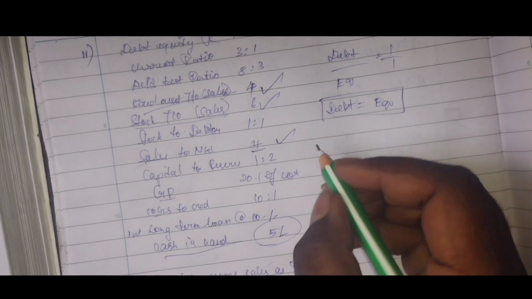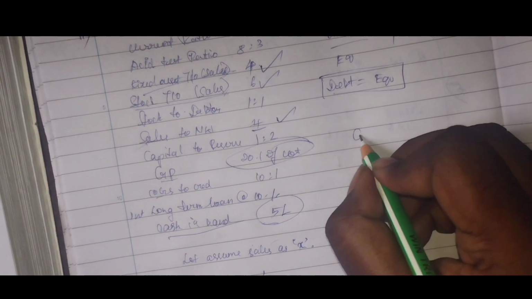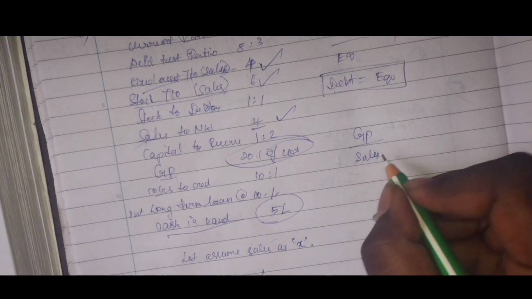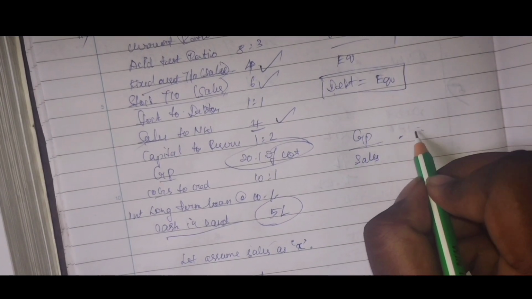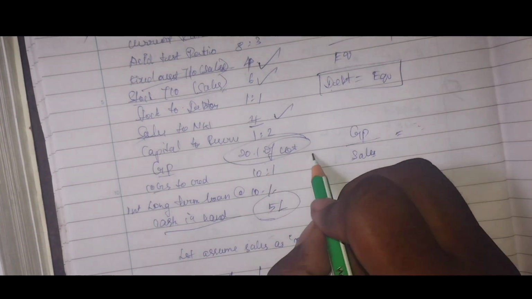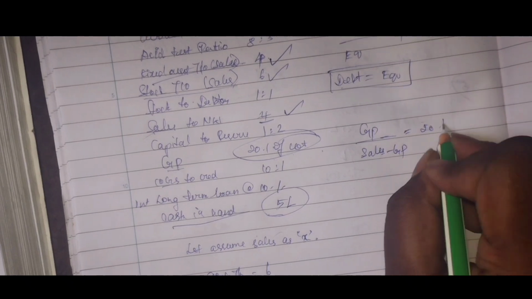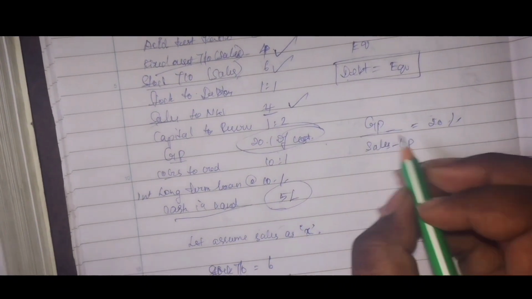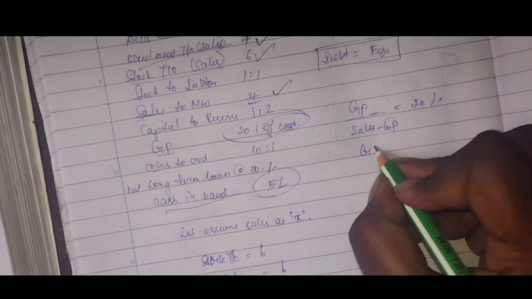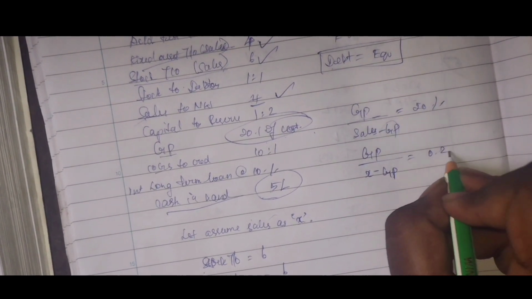And then next we can go for gross profit, which is 20% of cost. Gross profit we will normally calculate by gross profit by sales, right? But in this question they have given 20% of cost, so we have to minus the gross profit, so sales minus gross profit is equal to cost, and gross profit is equal to 20% of that. If it was on sales price, we would not need to do this. Gross profit by sales we assumed as X, and then minus gross profit is equal to 20%.